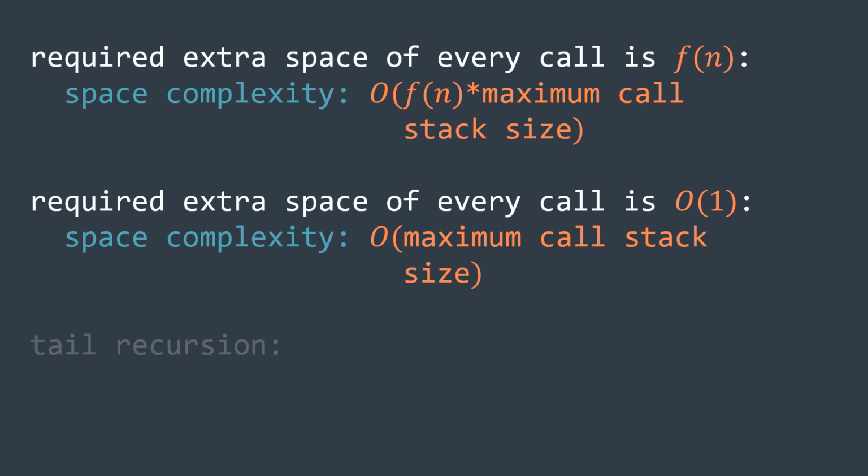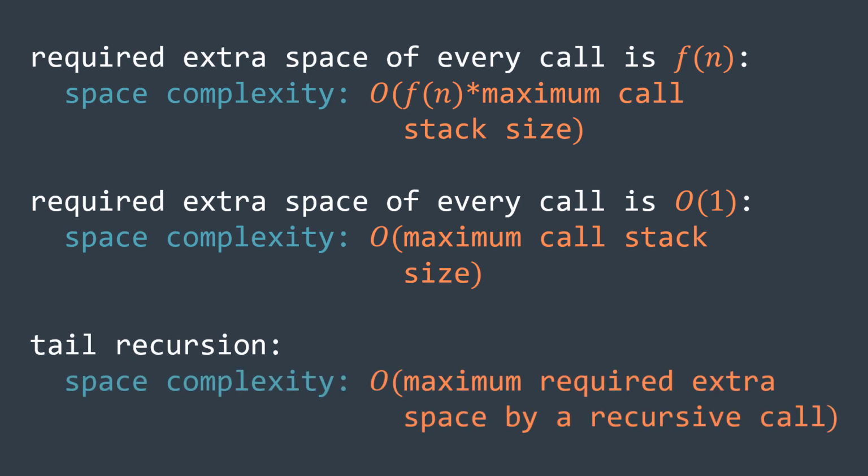And we also have the case where we don't need to save stack frames because we don't need them. It's called tail recursion. In that case, the maximum call stack size is 1 because we only need one stack frame, the frame of the actual call.